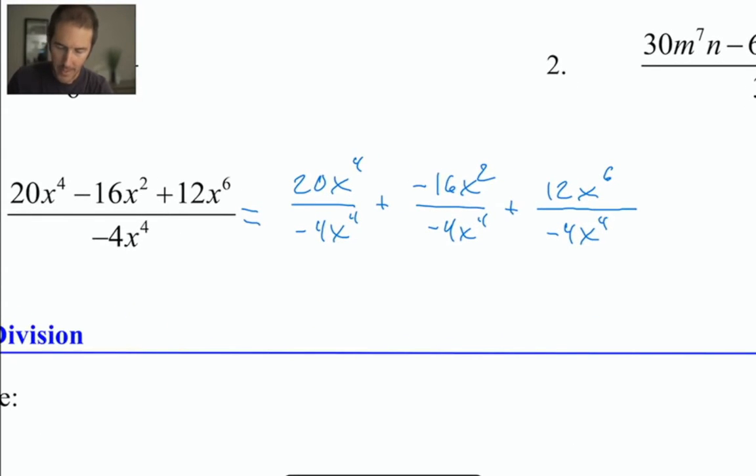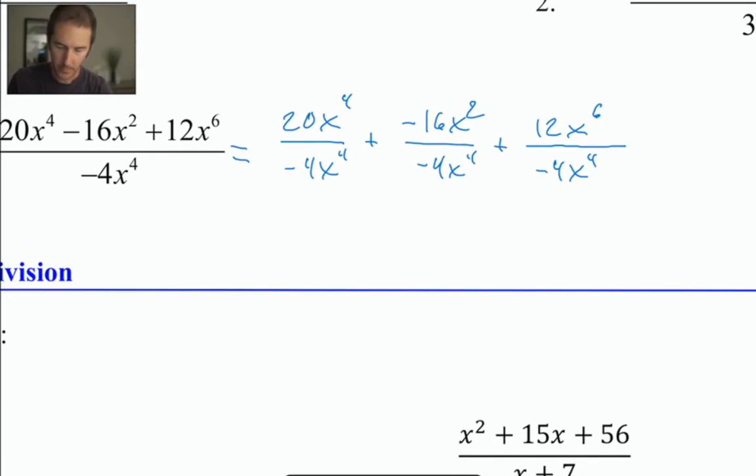Could I have, instead of adding a negative 16, just put minus here and left this without the negative, had it be minus a positive 16? Absolutely. All right, so now let's simplify. 20 divided by negative 4 is equal to negative 5. And x to the 4th over x to the 4th: 4 minus 4 is 0, so you've got x to the 0. We know that anything to the 0 power is equal to 1. So that cancels out. We're really multiplying by 1.